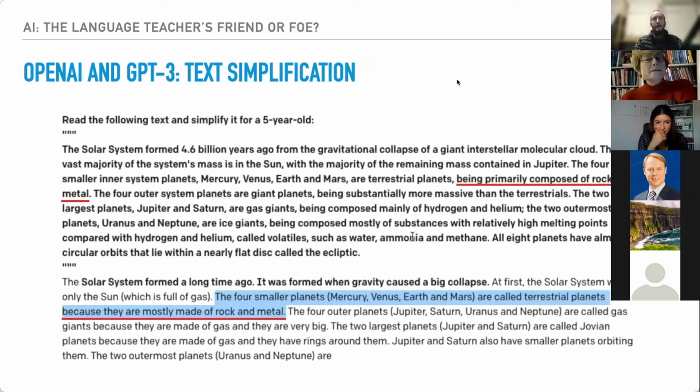Another thing that it can do is text simplification. Now, the system has a template for simplifying for a 5-year-old. But I think with a bit of fine tuning, it could be done for, say, a CEFR level C1 text that I want to adapt for CEFR level A2 or B1, maybe. But in this example, it was asked to simplify for a 5-year-old.